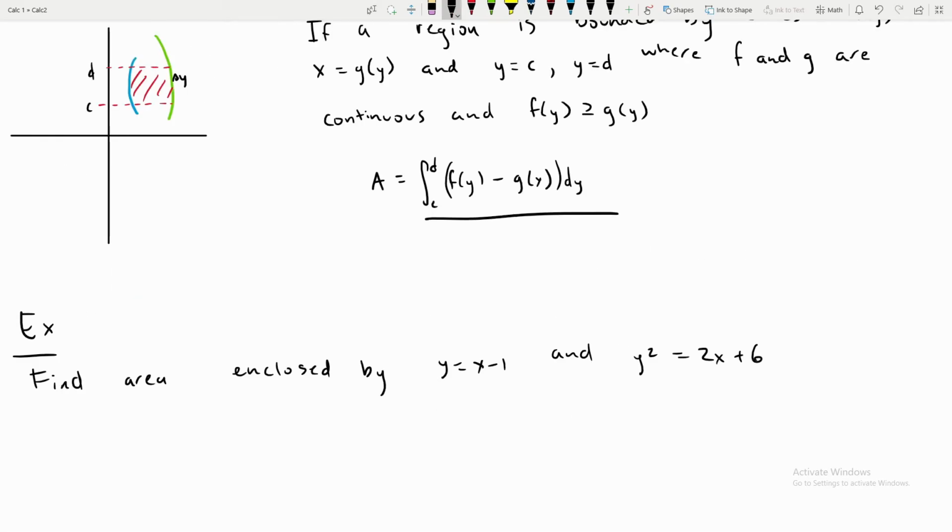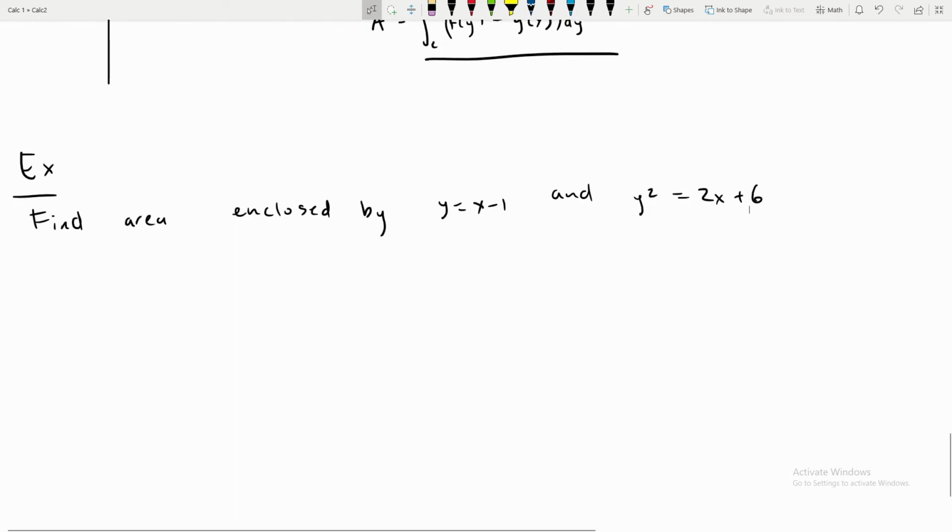So here's a quick example of how we can apply what we just learned, and it's asking us to find the area enclosed by y equals x minus 1 and y squared equals 2x plus 6. So how can we do that? The first thing to notice is that this is y squared, and we're not used to that, but that's okay. We can still plot it out.